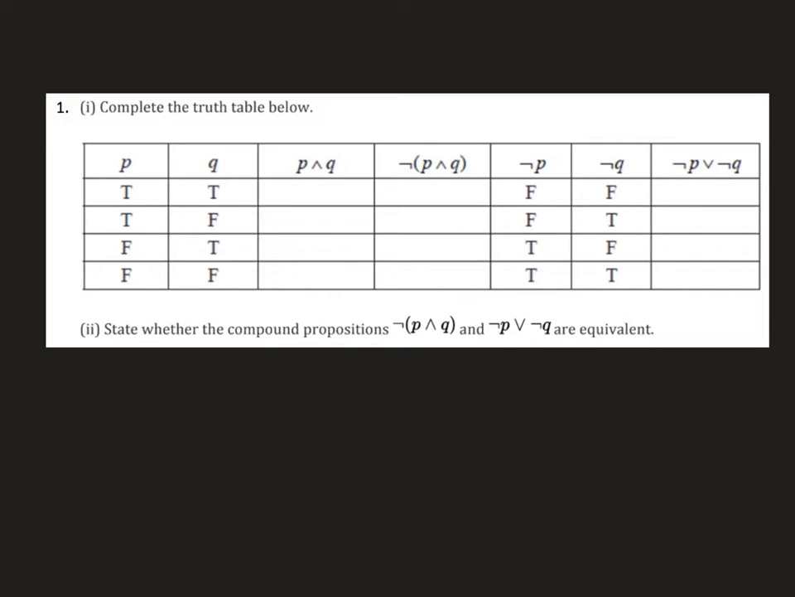Question 1 is all about logic. We are provided with two statements, P and Q, and we're asked to complete the remainder of the truth table. So first of all, we're asked to complete the conjunction P and Q.